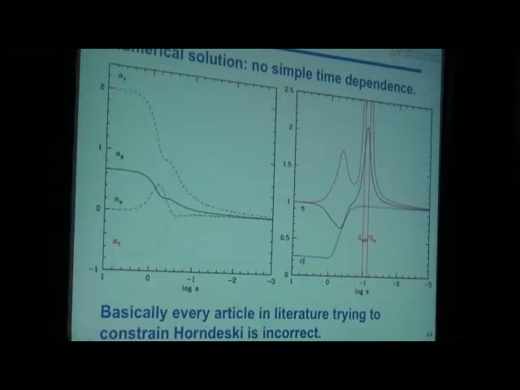And here are some exact numerical solutions in one of the simplest theories of gravity you can write down, a Galileon theory. And so here are these property functions.